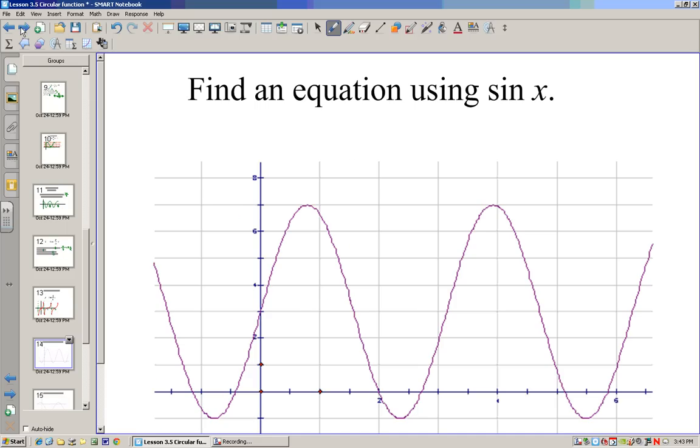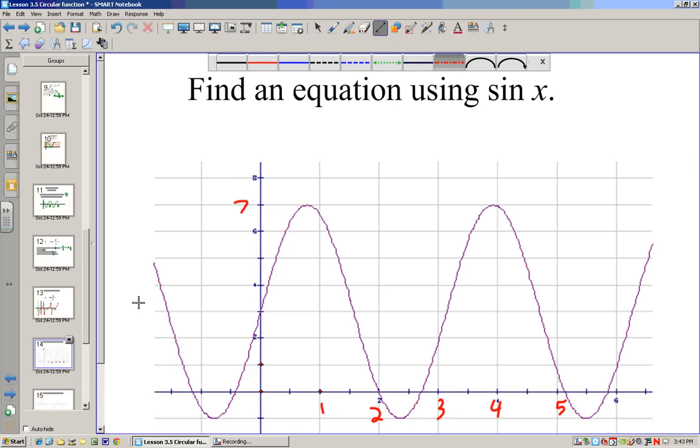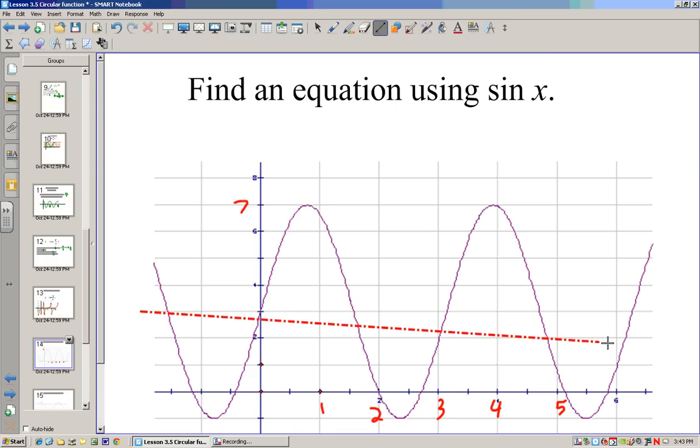All right. Now if you can, pause this video and try to find the equation of this function using sine. That's 7. This is 1, 2, 3, 4. All right. So the first thing we do, we know it goes from -1 to 7, so the sinusoidal axis will be at 3. And if you draw this through, it looks like 3 is a good sinusoidal axis.